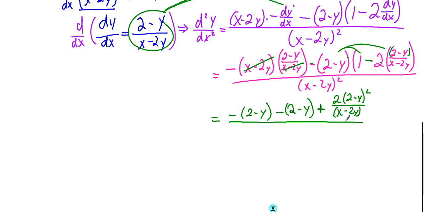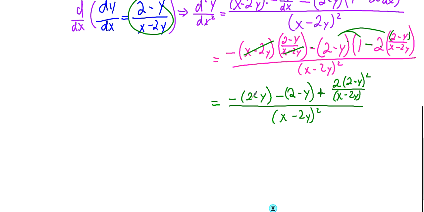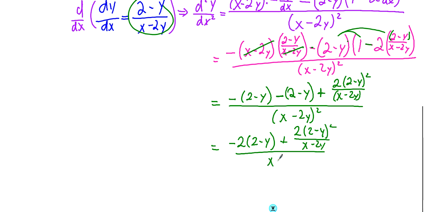Okay? And notice I haven't done anything with the bottom. I'm not going to FOIL that out unless I have to. Okay? Well, now I have this negative 2 minus y minus another 2 minus y. So I can put those together and get negative 2 minus y plus 2 times 2 minus y squared over x minus 2y all over x minus 2y squared.